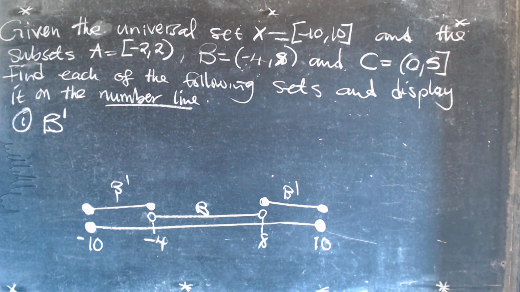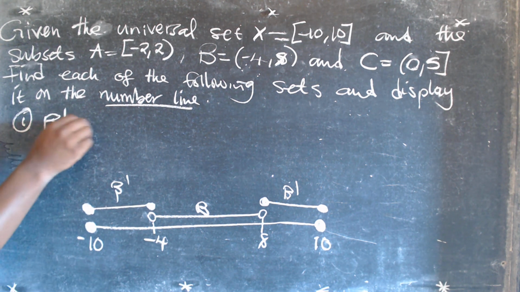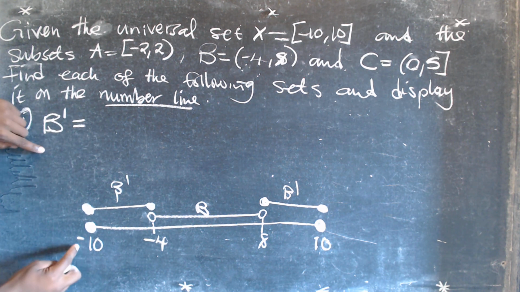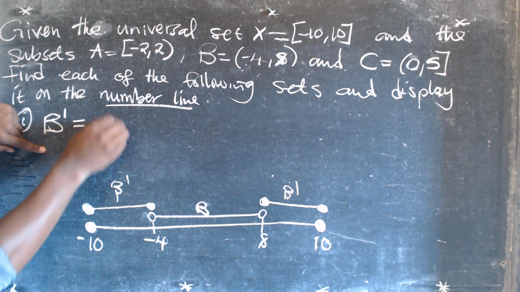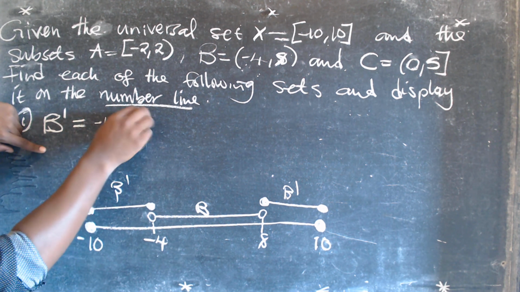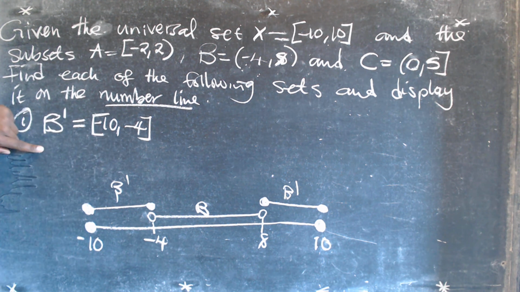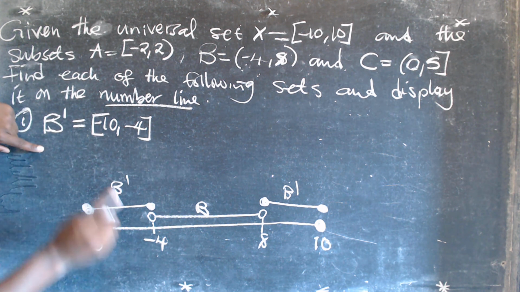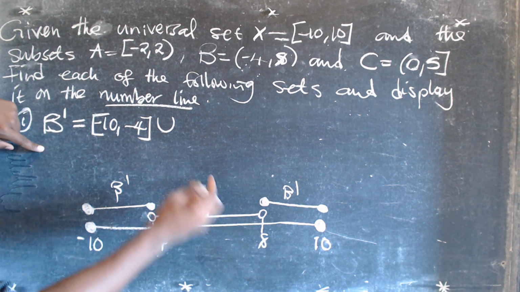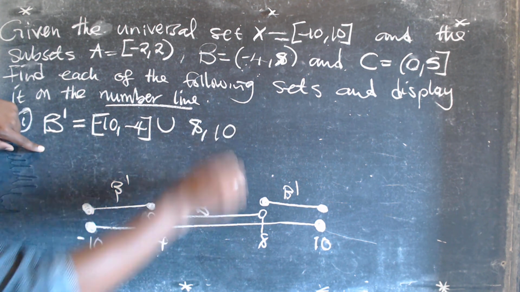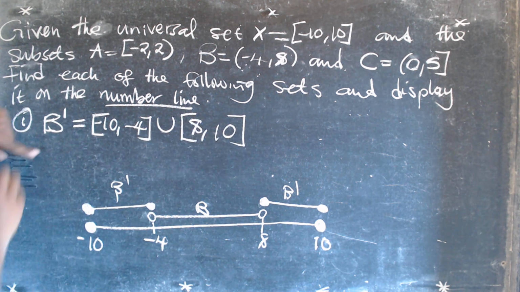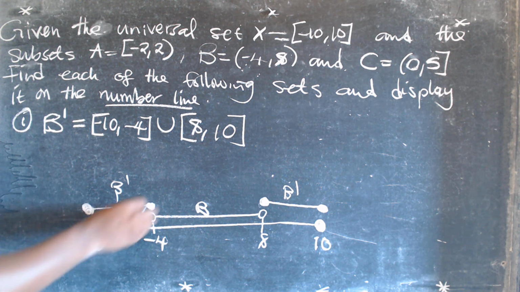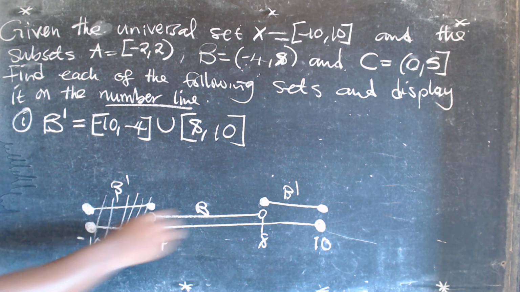So in this case, we're going to say that B complement is equal to from negative 10 to negative 4, where both numbers are part of the set. So this is going to be negative 10 to negative 4, where both numbers are part of the set. You show that type of bracket. Then union, including this side, which is from 8 to 10, where both numbers are part of the set. So we say this is part of the set. That's the way you show this information on the number line. So you can say that this is the solution.